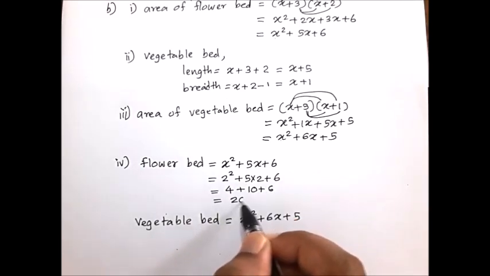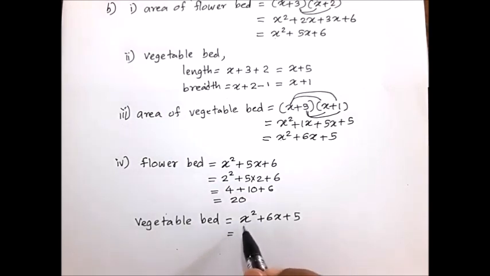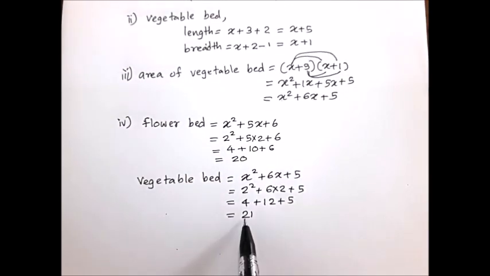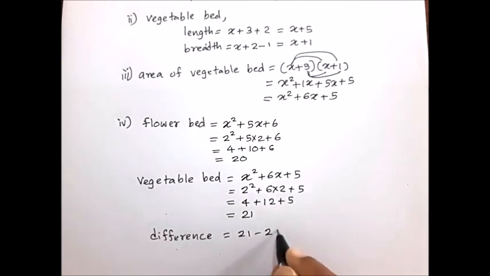The value is 20. Then substitute 2 for x. 2 to the power 2, 6 multiplied by 2. 4 plus 12 plus 5, 21. This is the larger one and this is the smaller one. You have to find the difference between these two. 21 minus 20. The difference is 1.